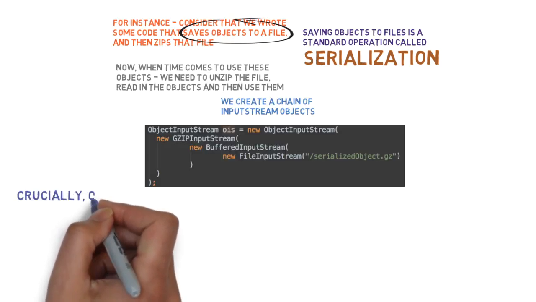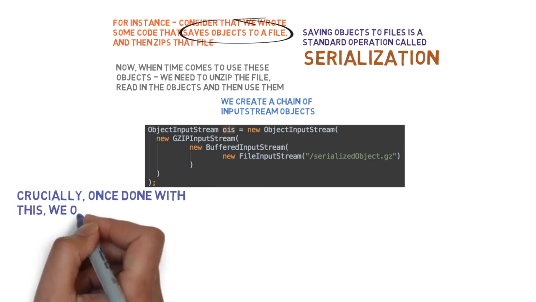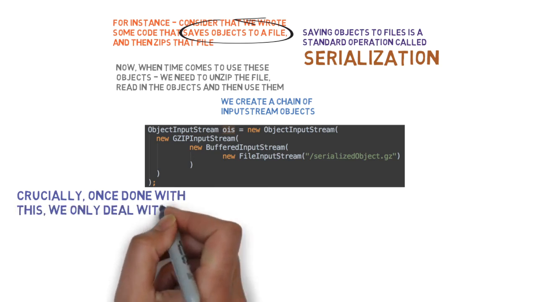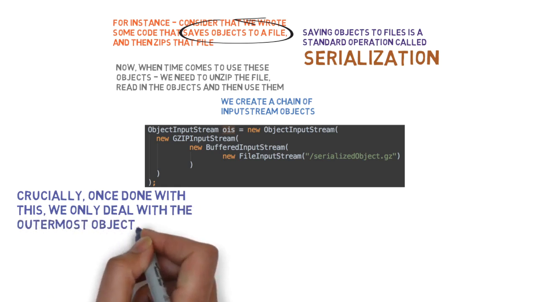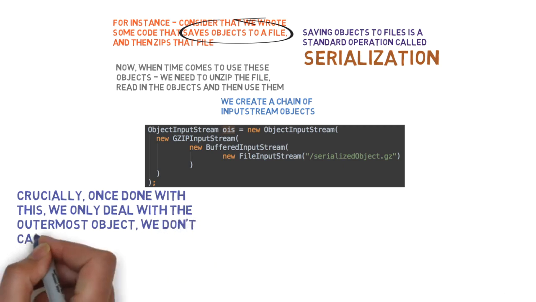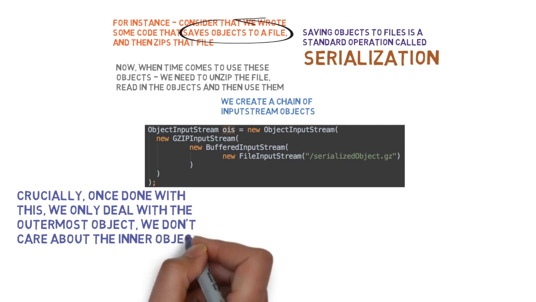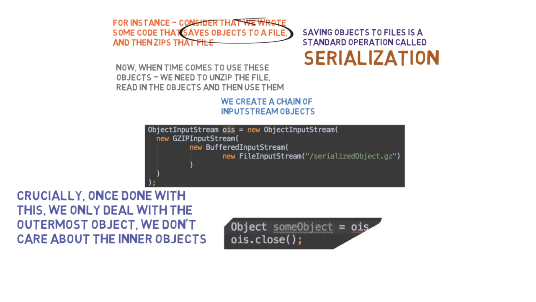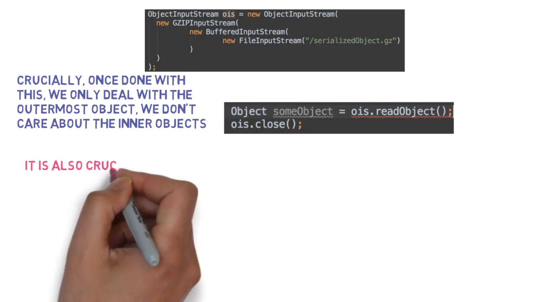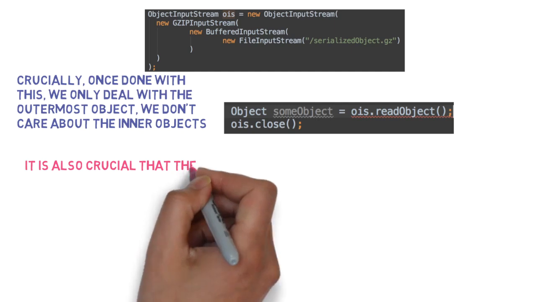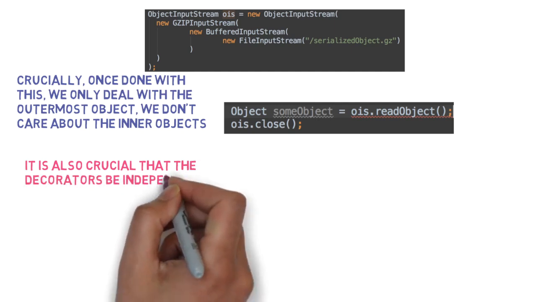Now if you look at how this code is set up, at any point in time we are only dealing with the outermost object. In our case, it is the object input stream. We only assign a variable to hold the outermost object. We don't really care about the inner objects. The inner objects just do their work. We just hold the outermost layer of the onion. Then, in order to get the object out, we just call readObject on OIS, that is the object input stream, and then close it.